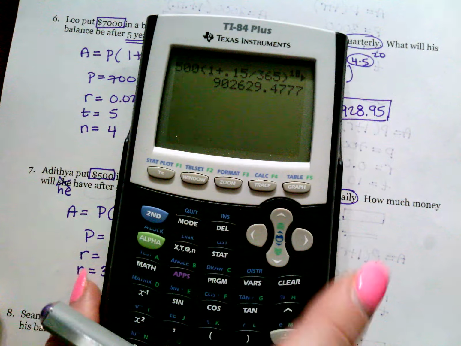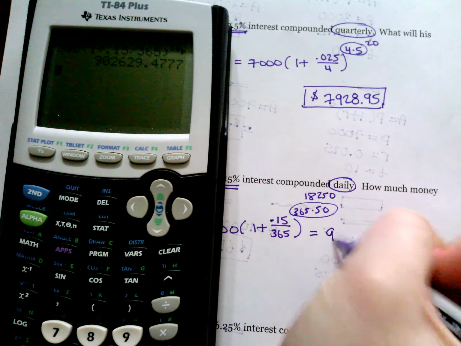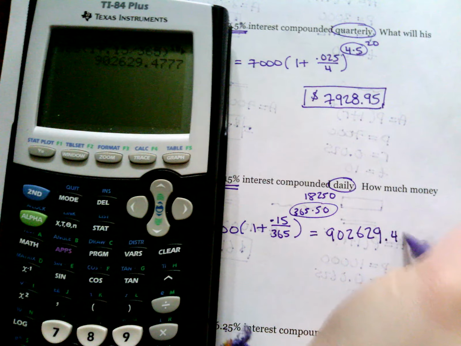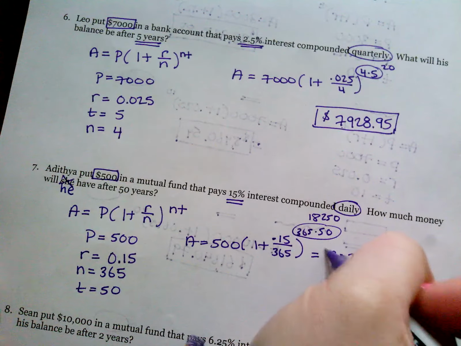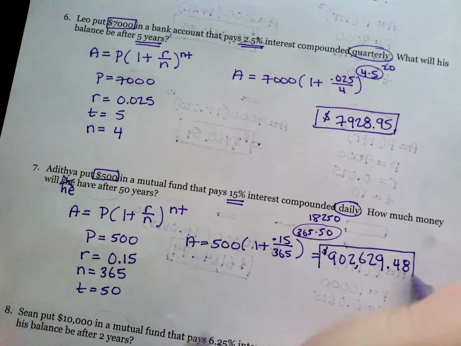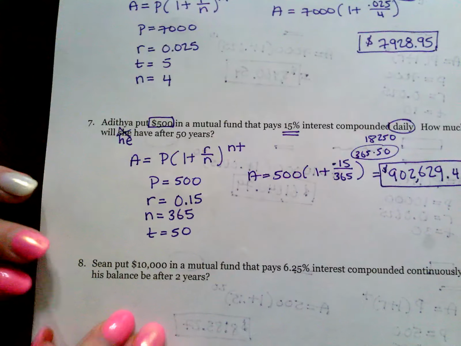That's 15% interest though. If we check out the last one. Sean put $10,000 into a mutual fund. It pays 6.25% interest compounded continuously. So this is the first one where it's continuous. What will his balance be after 2 years?